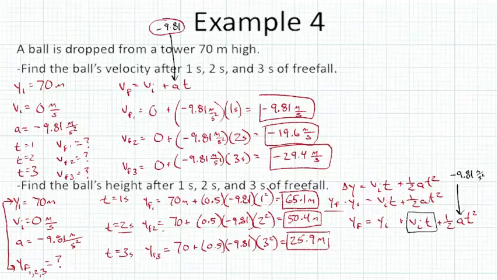So we've got our YF1, YF2, and YF3. Our 3 different heights after 1, 2, and 3 seconds of free fall. So there you have it. That is example 4 of the middle part of our notes on free fall.